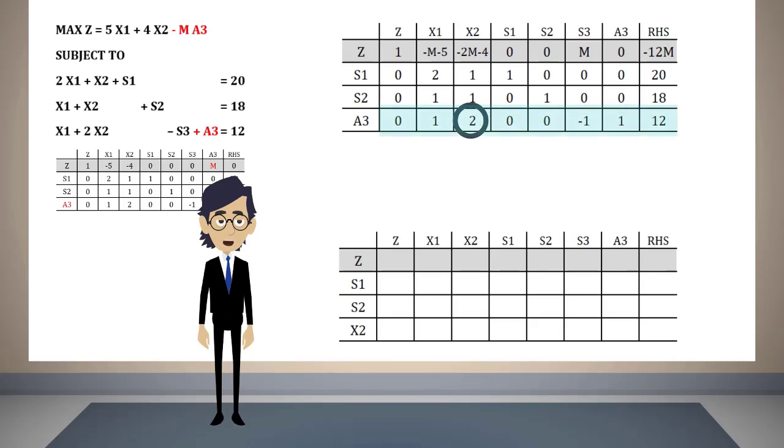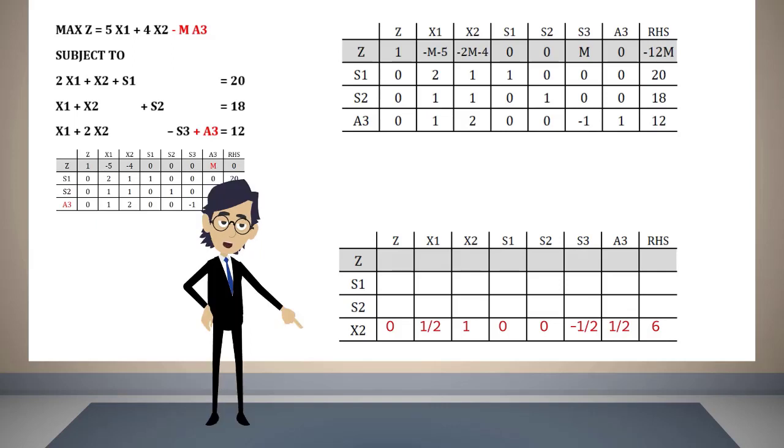By dividing the row by 2 we obtain the following numbers: 0, 1/2, 1, 0, 0, -1/2, 1/2, and 6. We will transfer this row to the new table, and I will highlight it in red, to indicate that it is the pivot row. Now, we will use this row to convert to 0 the other numbers in the x2 column.